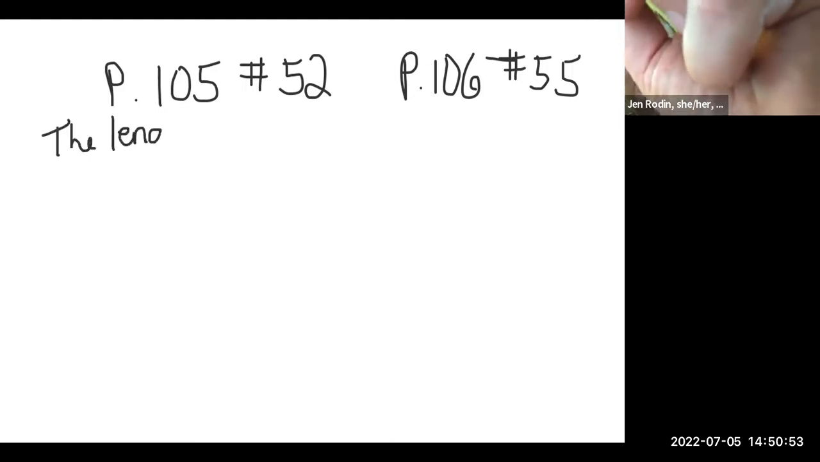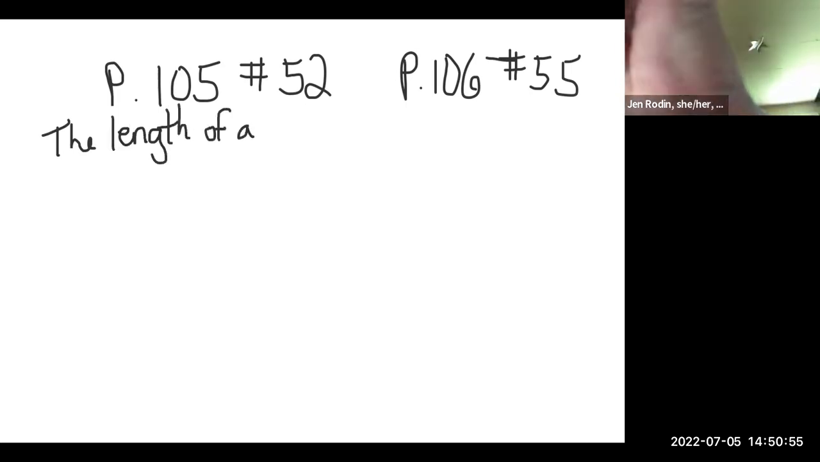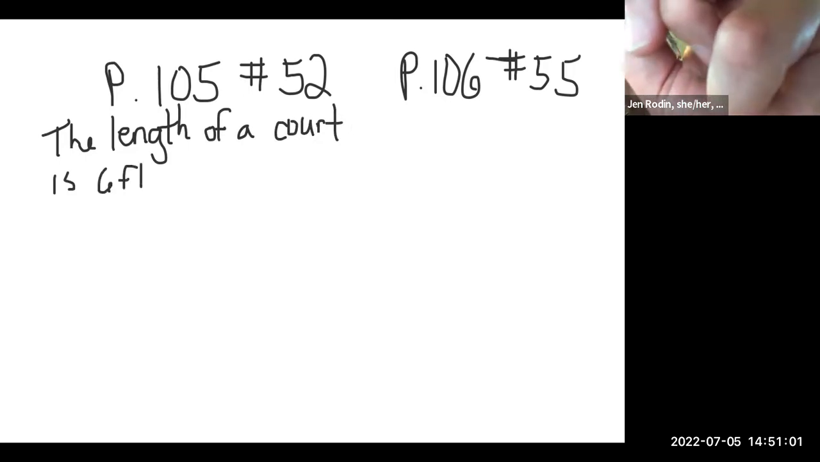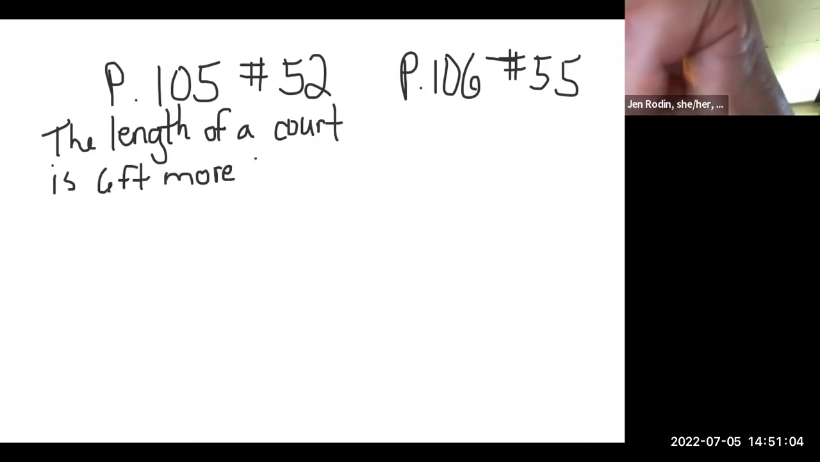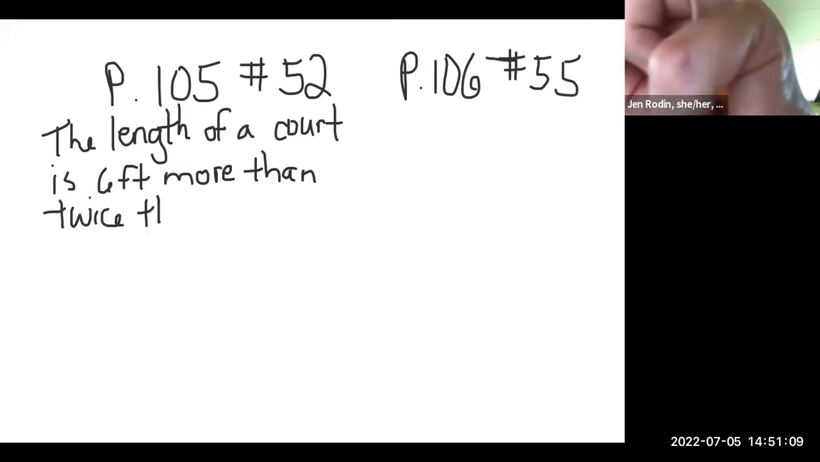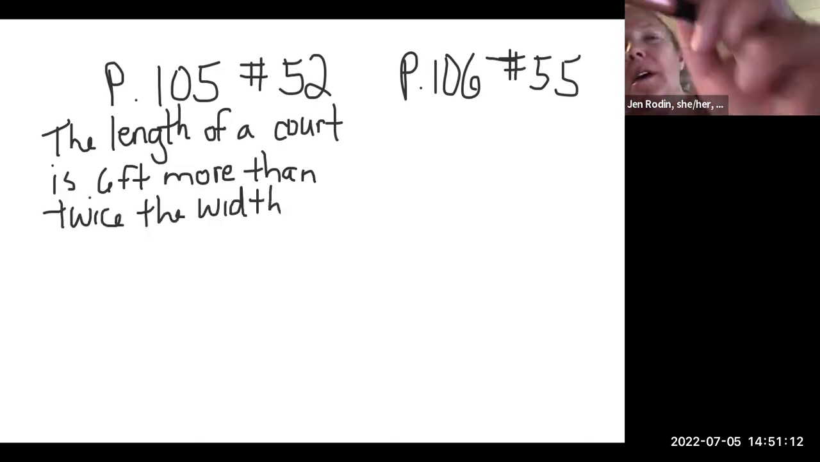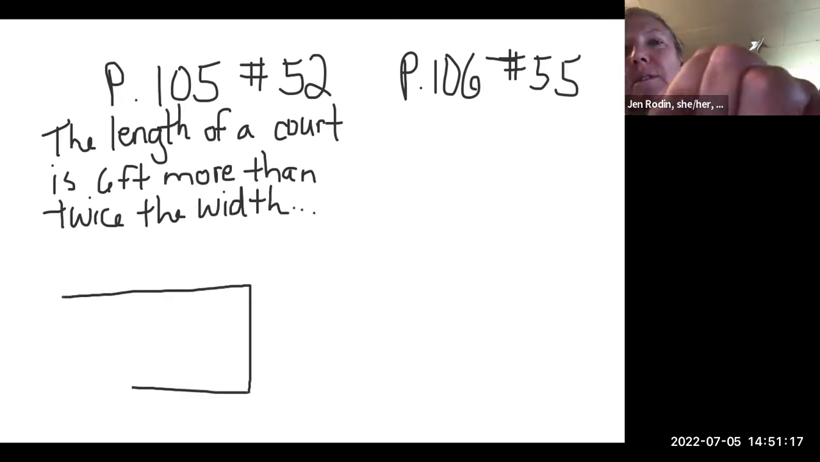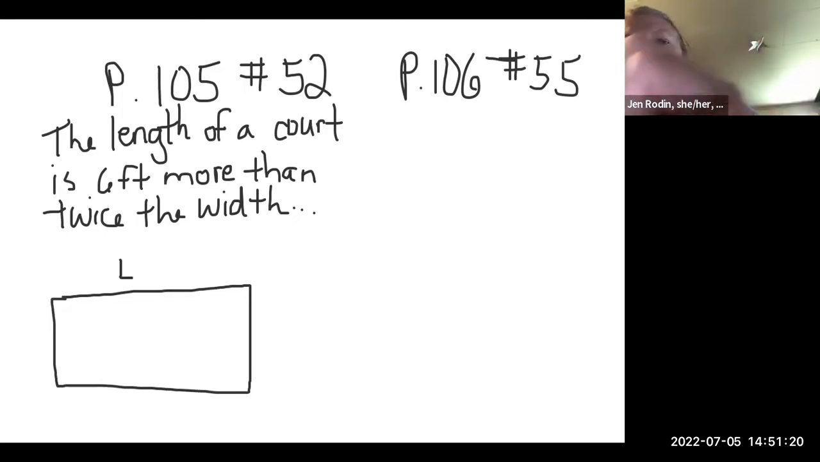So this one says, the language I wanted to show you: the length of a tennis court, I'll just write court, is 6 feet more than twice the width. There's more, but when you see that kind of language, we know it's a tennis court, a rectangle. We know there's length and width. And they told us that the length is 6 feet more than twice the width.